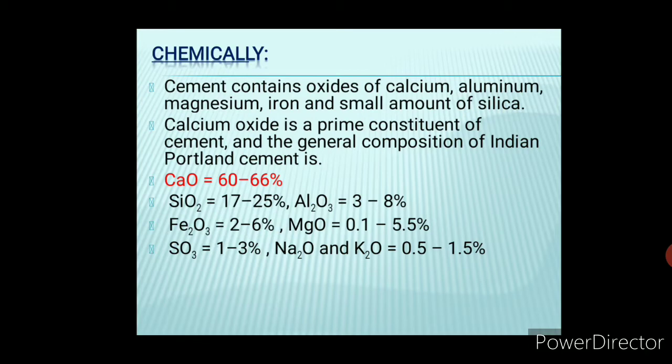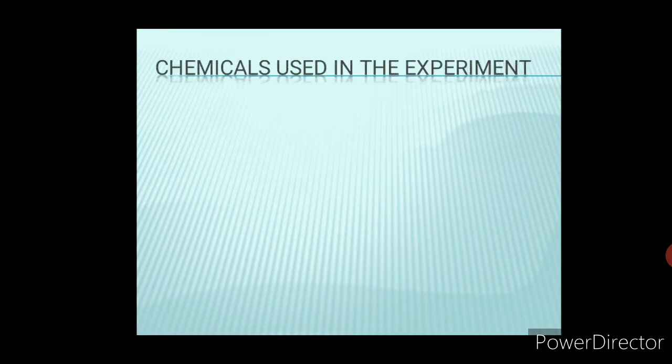So this was the first part of the experiment. Anyway, this part will be done already, and in the lab when we start the experiment, the cement sample solution will be provided to you directly. Okay, so let us see which chemicals we are using in the experiment.